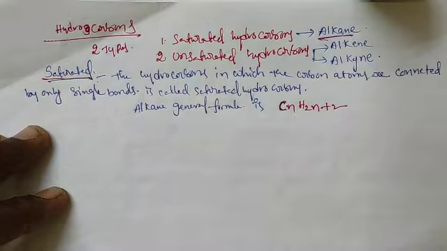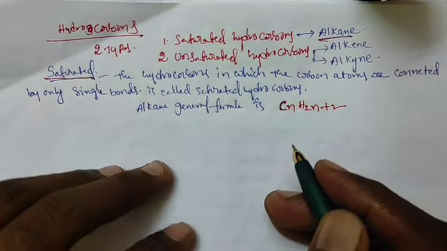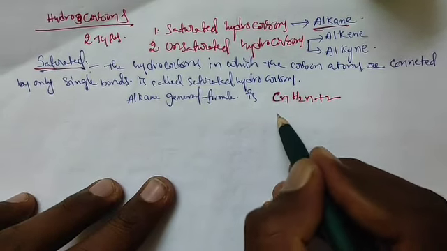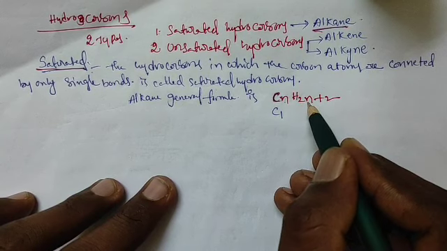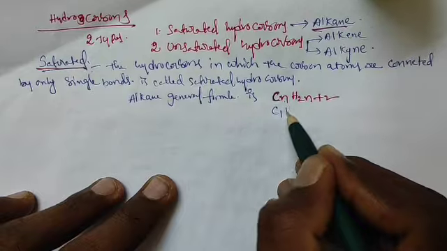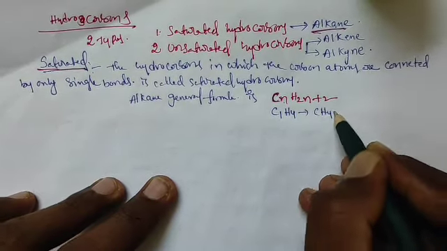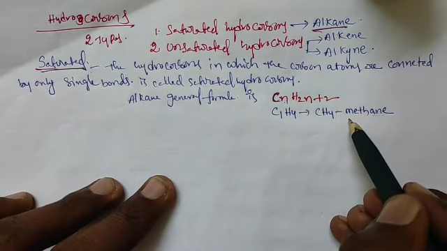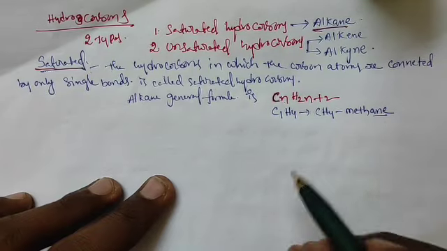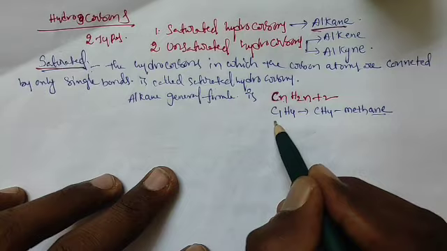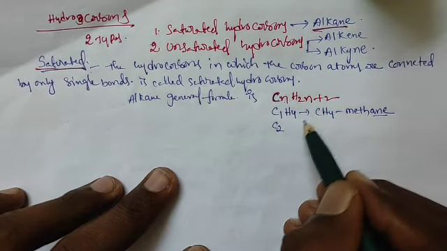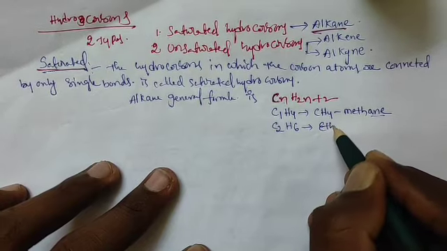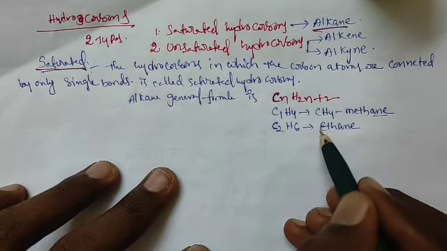This is the general formula of alkane or saturated hydrocarbon. Instead of n we can apply 1 or 2. If n is 1, then C1H(1 into 2 plus 2) is 4, C1H4, that means CH4, the name is methane, with the ending ANE. Next, instead of n you can take 2: C2, H(2 into 2, 4, plus 2) is 6, C2H6, that is ethane. C2 is eth, C1 is meth.